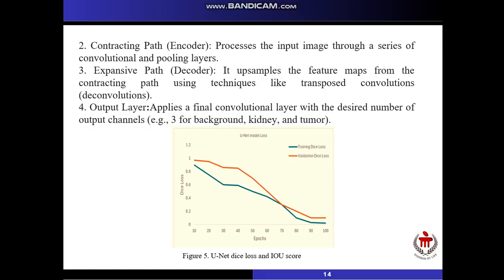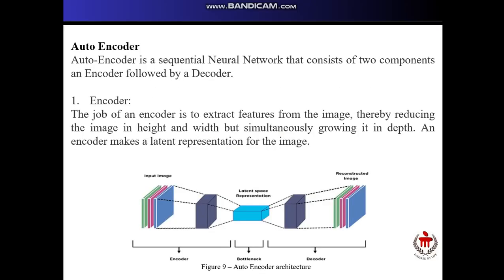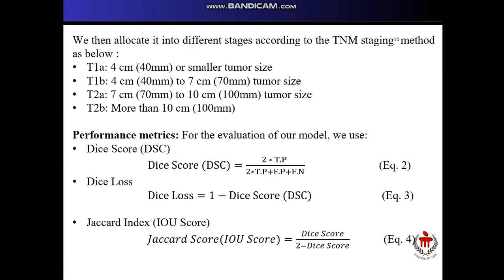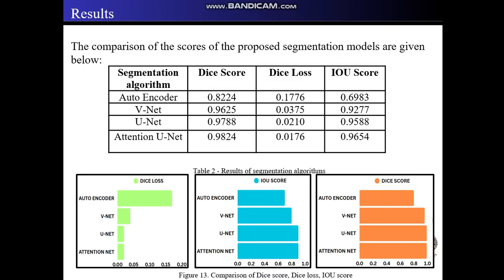And finally, we come to the main task of determining the tumor size. In order to perform a size-based analysis, we convert the pixels using a particular formula. Equation 1 is given, and it has been proposed by us. And finally, we have the categorization into T1A, T1B, T2A, and T2B. You can see for various sizes in centimeters, you have various values. Finally, we go about with the performance metrics to determine the dice score, the dice loss, and Jaccard index. All of this validation is done with respect to the ground truth that is available in the data set.